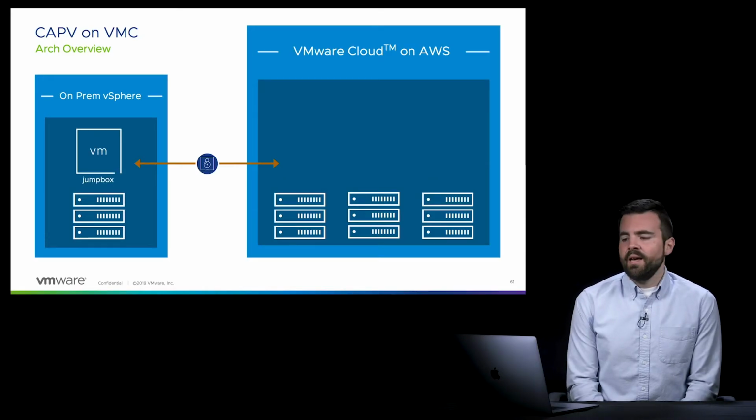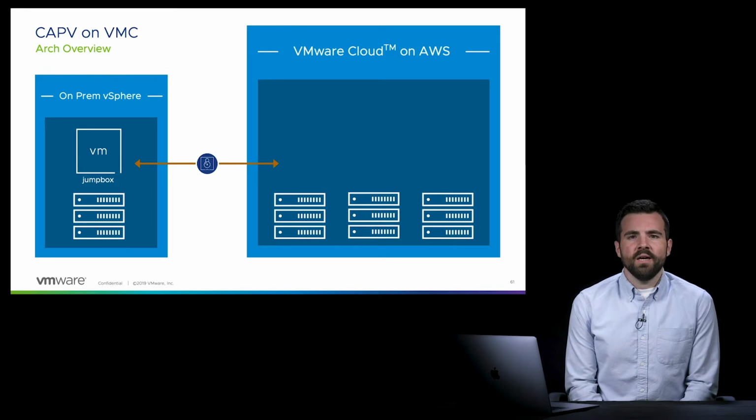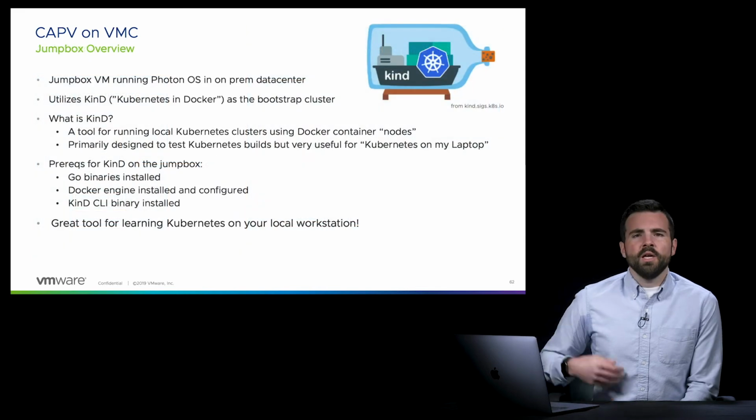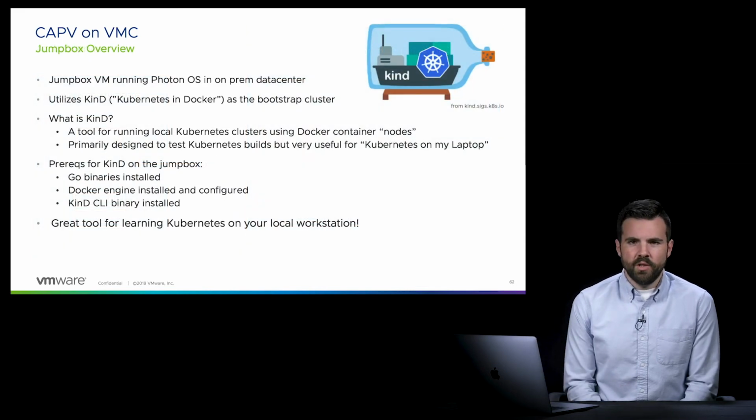So let's have a look at the environment we're going to use. I have a Jumpbox virtual machine in my on-prem vSphere environment that I'm going to use to deploy our workloads into our VMware Cloud on AWS environment. Let's take a look at the Jumpbox and what tools we're going to use and what actually comprises the Jumpbox server. The Jumpbox is just a virtual machine running Photon OS. It can run any Linux operating system for the most part in my on-prem data center.